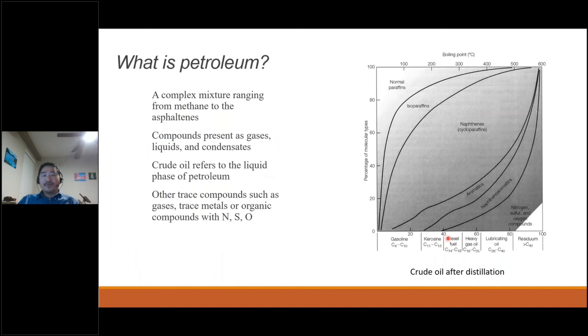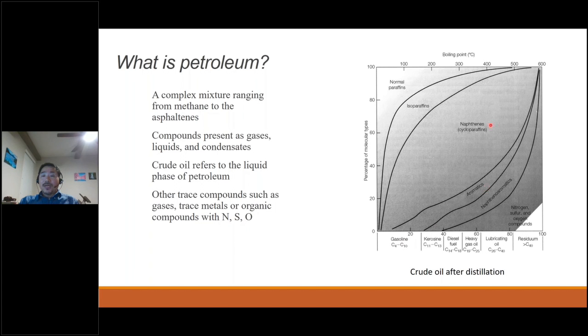So let me give you a brief background. What is petroleum, really? It's a complex mixture ranging from methane, or CH4, the really simple form, all the way to asphalt, the stuff we use to pave the road. And they can be gases, liquids, condensate. We often say petroleum, sometimes we say crude oil. Crude oil really refers to the liquid phase of the petroleum at atmospheric pressure. In crude oil, the gas will be gone, right? But petroleum includes both gas and crude oil. And you also have some trace compounds like trace metals, nitrogen, sulfur, etc.